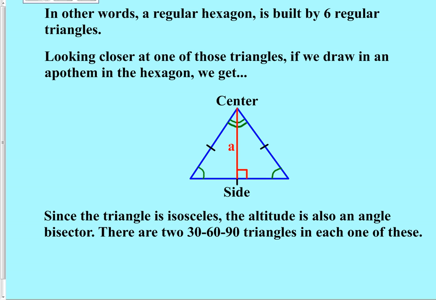Okay. Now also keep in mind that this triangle came from the interior of the regular hexagon. So the altitude that we just drew inside of this triangle is actually from the center point of the hexagon directly over to the side. So it's not just an altitude for this triangle, it is an apothem for the hexagon.